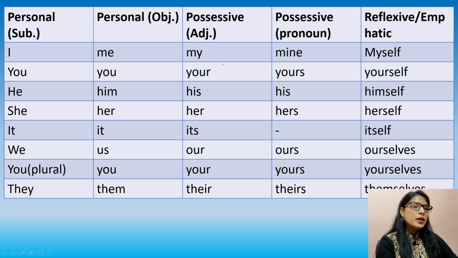So I have made here a table of personal, possessive and reflexive pronoun so that we can understand it through the help of this table. Personal pronoun we use as a subject or object. So here the subject is I, and the object of I is me. For you, the object is you; he, him; she, her; it; we, us. And in possessive pronoun, for I we use my and mine, in possessive adjective and possessive pronoun. In reflexive and emphatic pronoun we use myself. Reflexive pronoun takes self and selves, and in possessive we use mine, yours, his, hers, ours, yours, theirs.